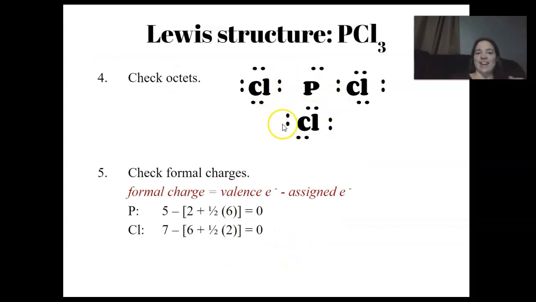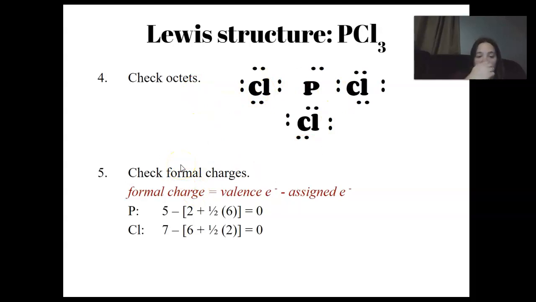This is what it should look like. So you're going to check the octet. And so you do the inside first, the connecting ones. So 1, 2, 3, 4, 5, 6. Then you do 7, 8, 9, 10, 11, 12, 13, 14, 15, 16, 17, 18, 19, 20, 21, 22, 23, 24, 25, 26. And that's what you get. All the octets are formed.